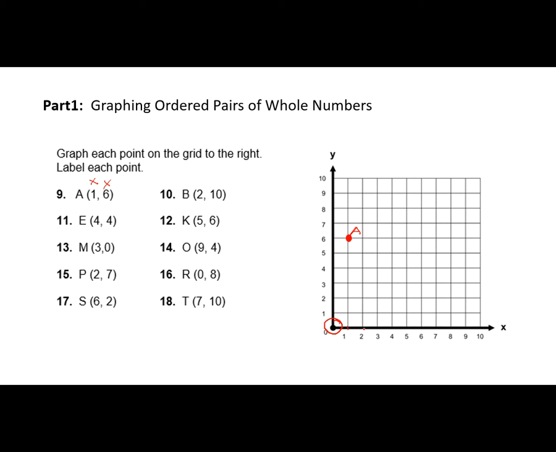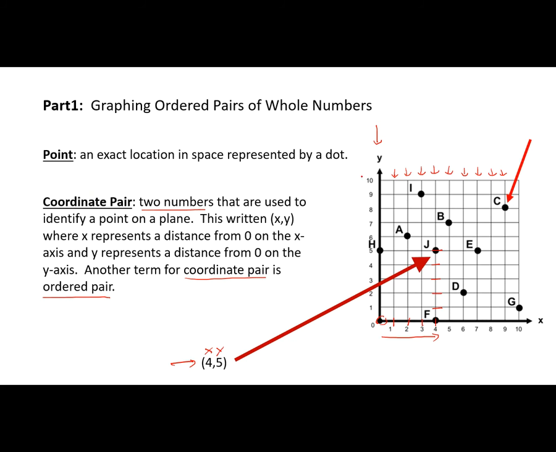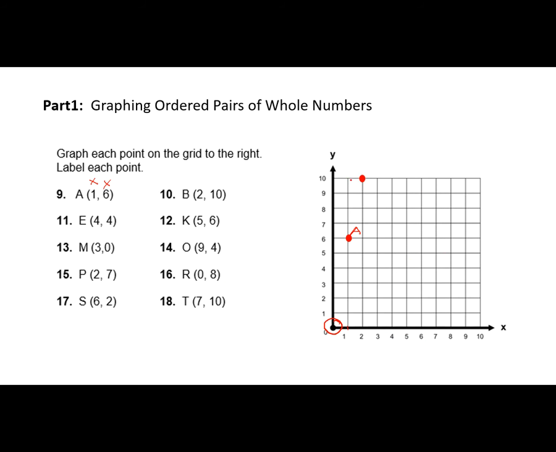Let's try B. We're going to start at the origin, travel 2 on the x-axis, 10 on the y-axis. Here we go. Here is B. Again, 2 on the x-axis, and travel 10 on the y-axis. Next, (4, 4): our x-axis is 4. Start at the origin, over 4, and then on the y-axis 1, 2, 3, 4. This would be the point E. The coordinate pair would be (4, 4).